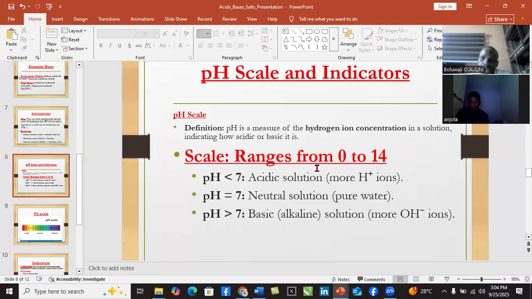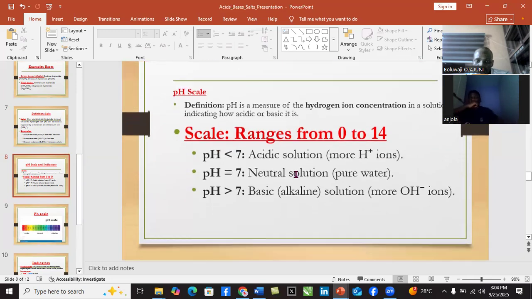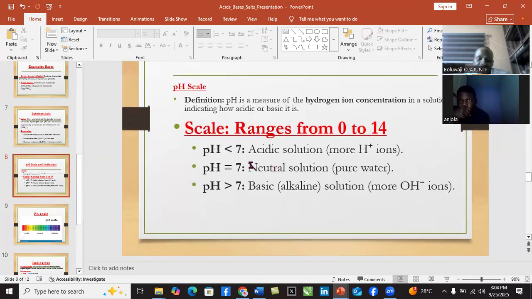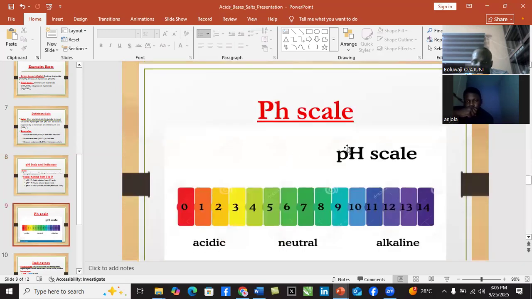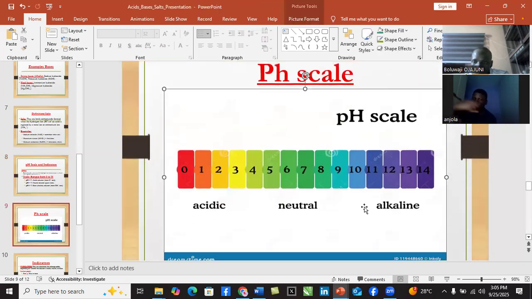Then we talk about the pH scale indicator. It's a measure of hydrogen ion concentration in the solution. It ranges from 0 to 14. When pH is less than 7, it is an acidic solution, and pH 7 is neutral. And when greater than 7, it is a base. This is the diagram we have discussed.